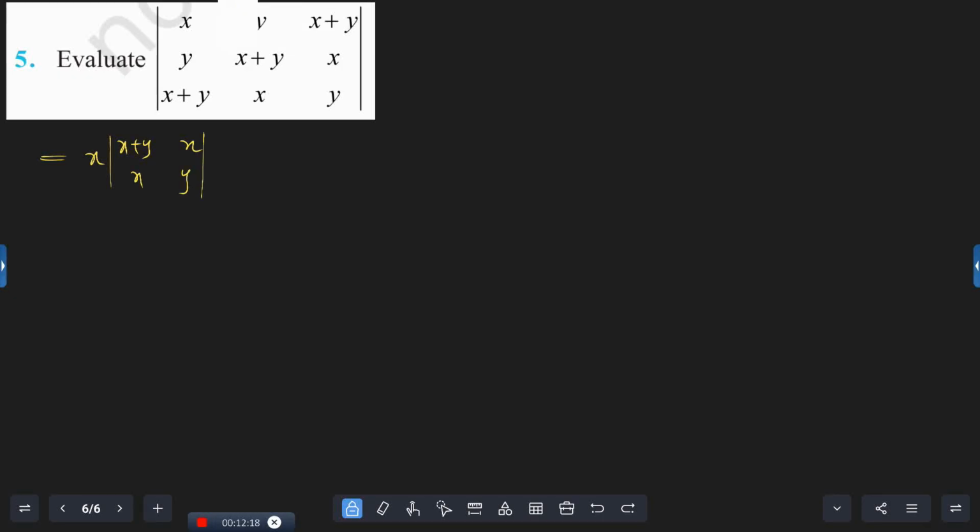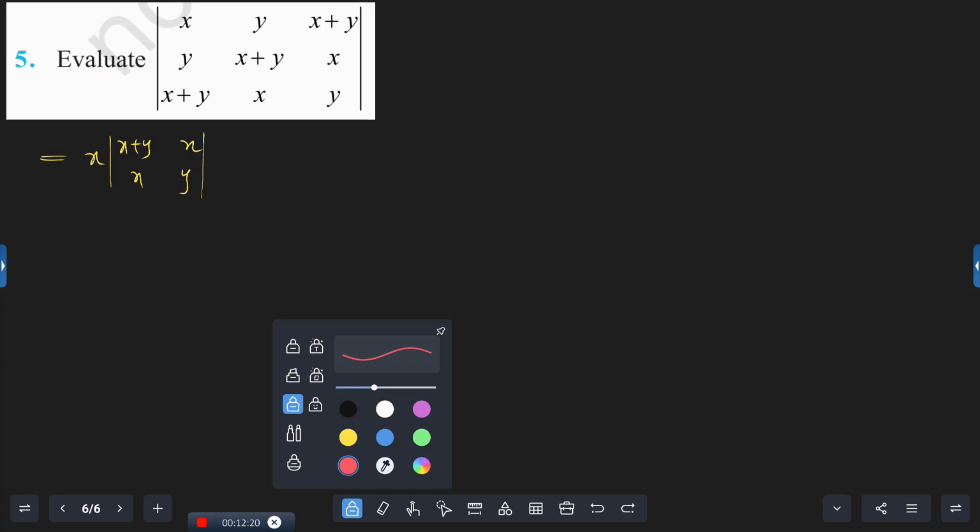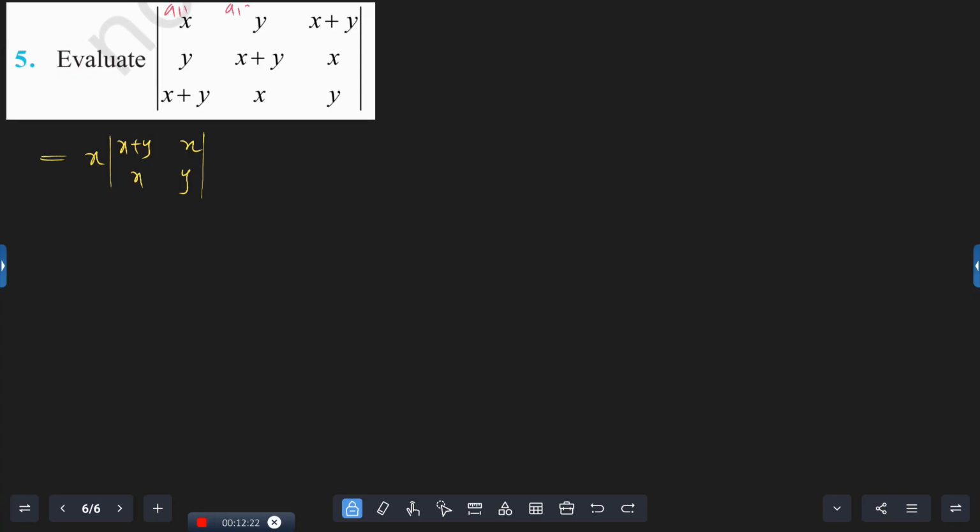When you go to the second element, A11, A12, A13: 1 plus 1 is 2, which is even, so plus x. Like that, 1 plus 2 is 3, which is odd, and odd means negative, so negative y. If you strike out that element's row and column, what will you be getting? y, x, x plus y, and y. Like that you have to go.